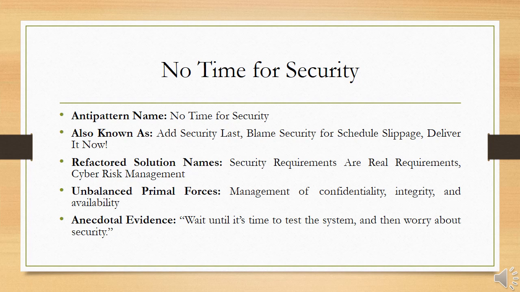Next template is No Time for Security. Anti-pattern name: No Time for Security. Also known as: Add Security Last, Blame Security for Schedule Slippage, Deliver It Now. Refactored solution name: Security Requirements Are Real Requirements. Cyber risk management. Unbalanced primal forces: management of confidentiality, integrity, and availability. Anecdotal evidence: wait until it's time to test the system and then worry about security.